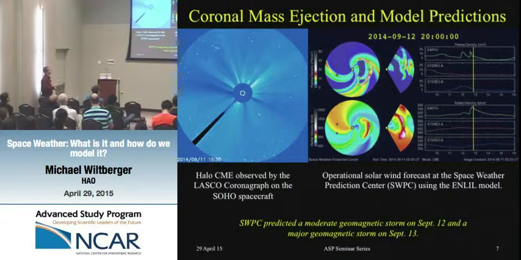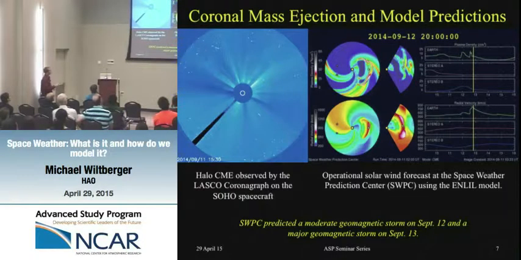Then they feed that into a magnetohydrodynamic model of the near Earth, or the heliosphere, to say, okay, what's going to happen with this material coming out? And you can see these big blobs in these views are the CMEs arriving at the little green dot that is the Earth.